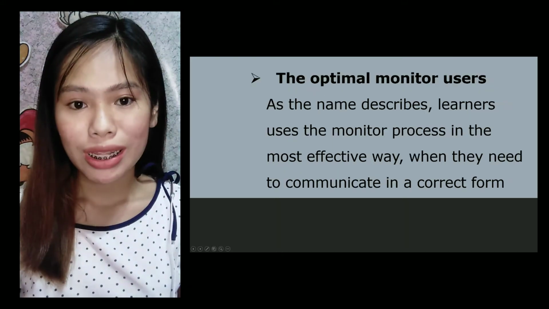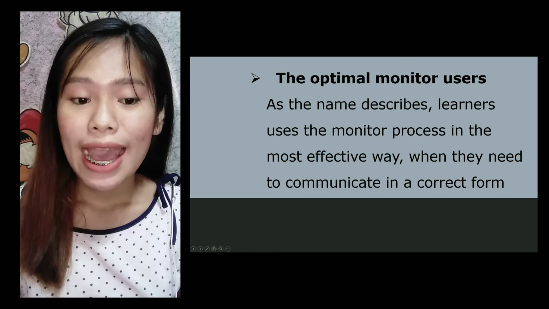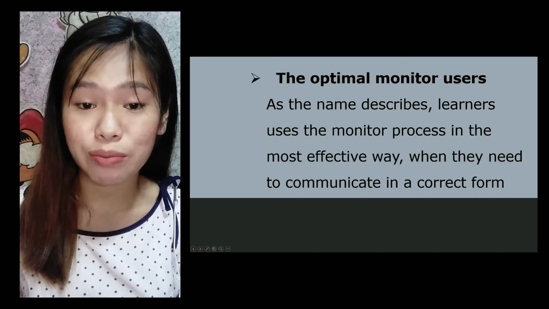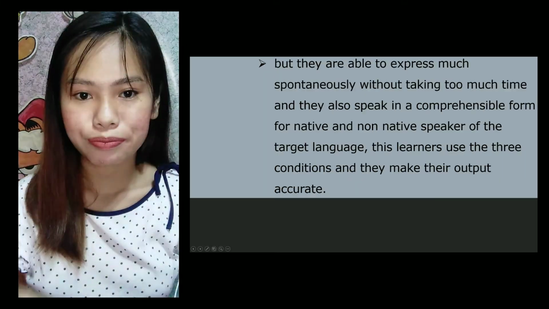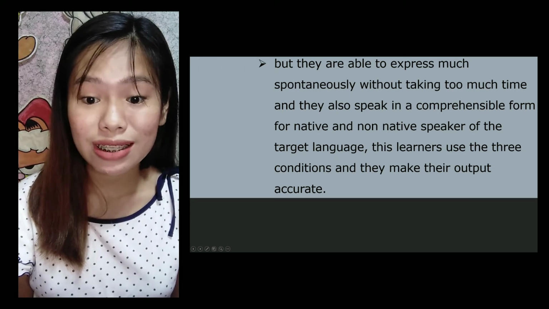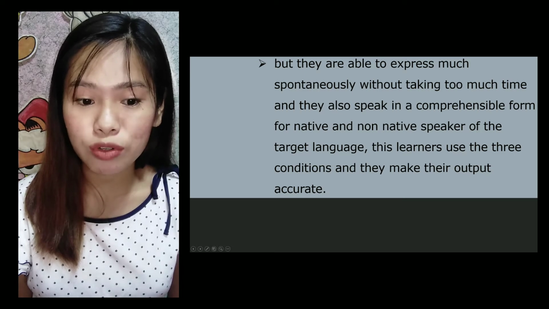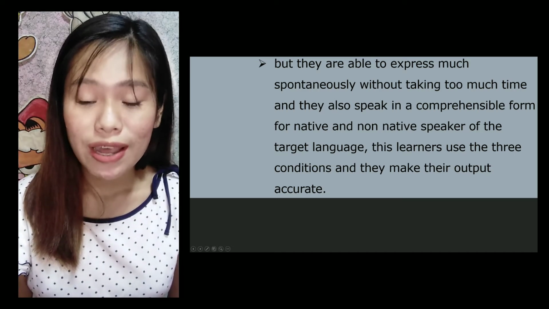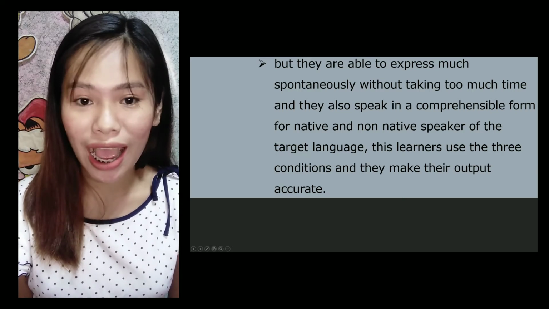So lastly, the optimal monitor users. As the name describes, learners use the monitor process in the most effective way when they need to communicate in a correct form, but they are able to express themselves spontaneously without taking too much time, and they also speak in a comprehensible form for native and non-native speakers of the target language. These learners use the three conditions to make their output accurate.